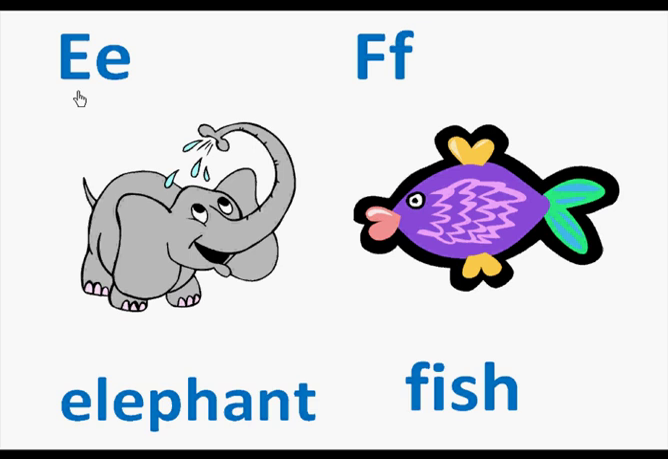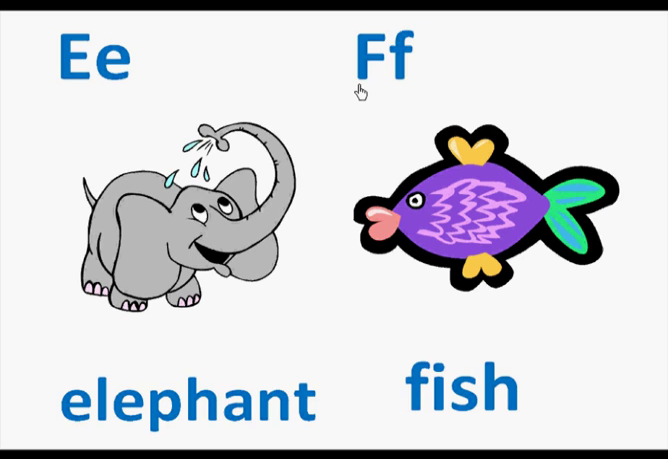Here we have the capital E, the small e, a picture of an elephant. Here's the word elephant. The letter E makes the sound A. So we'll read this page. E, elephant, A.